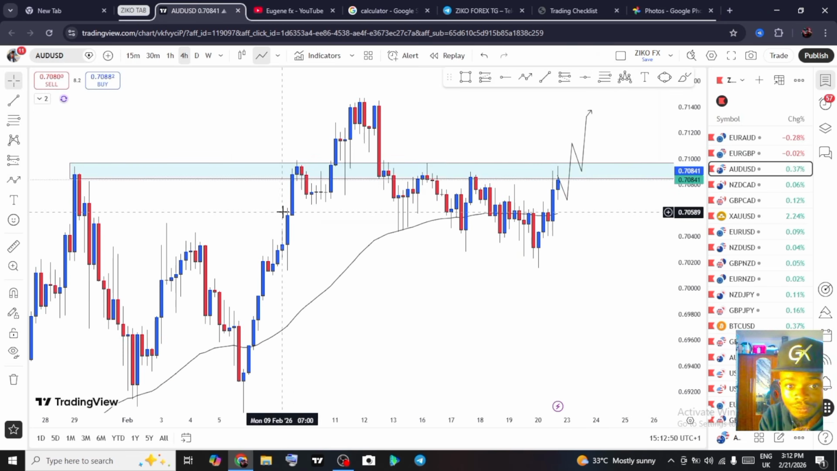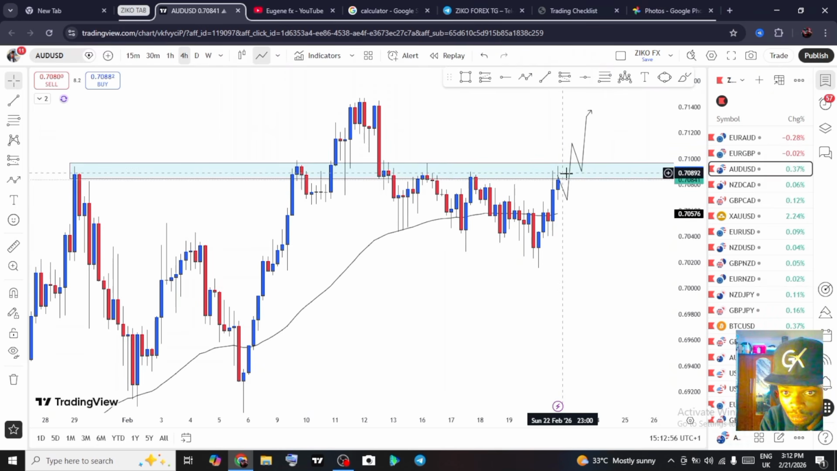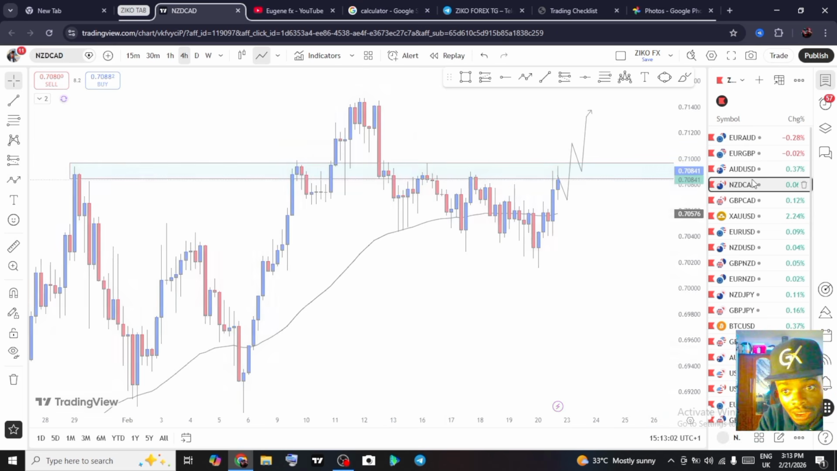AUD USD, this is actually a 4 hour area of interest, right? We are just looking for a cleaner break and retest above here to buy. So I'm still interested in this market.